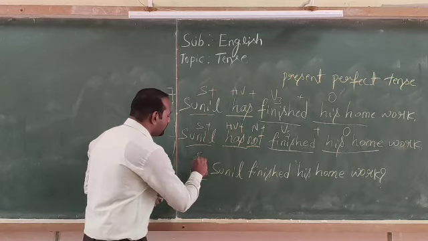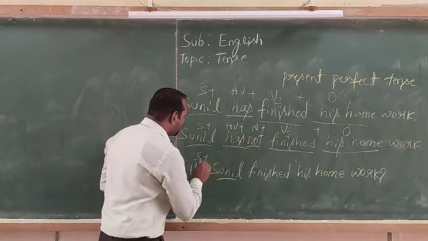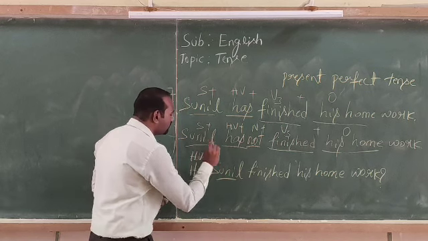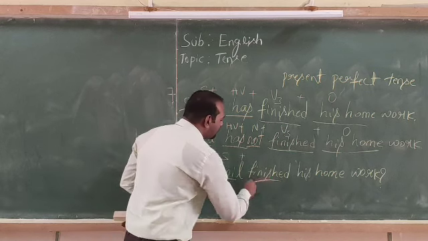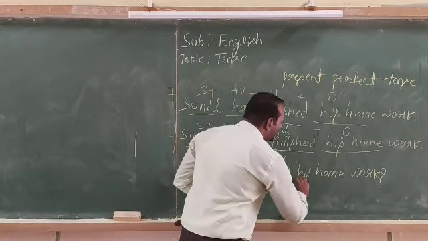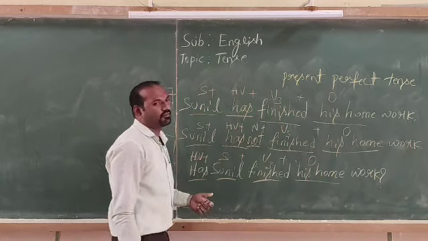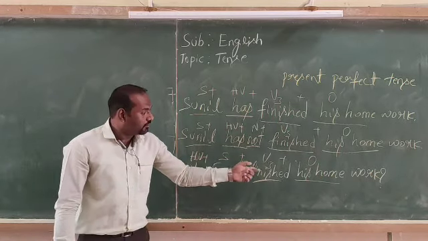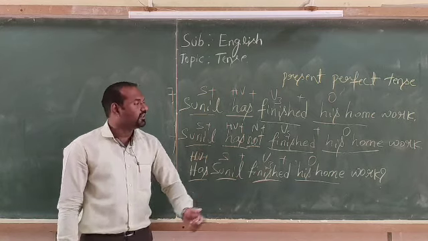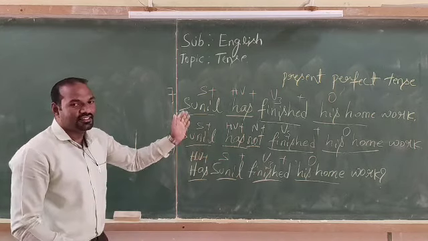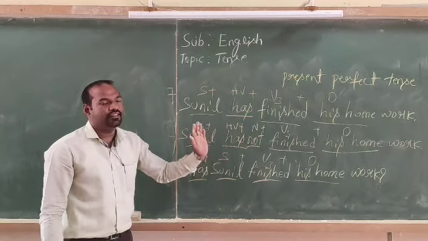Here has stands for the helping verb, Sunil stands for the subject, finished stands for V3, and his homework stands for the object. And at the end of the question, a question mark is there because it is a yes or no type of sentence. So this is the structure of the present perfect tense.